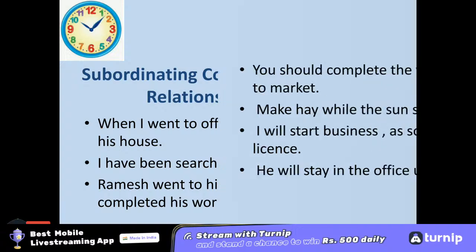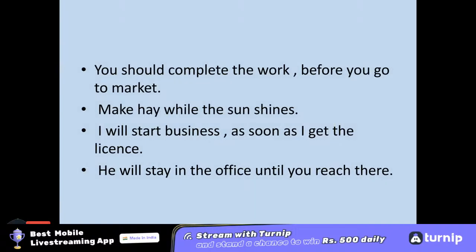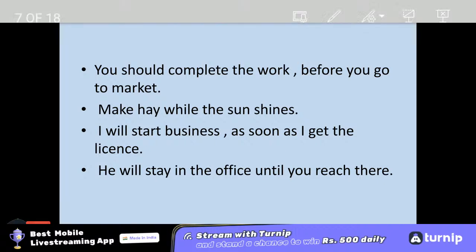Moving ahead, you should complete the work before you go to market. So tell me, which word over here is showing us the subordinating conjunction of time? You should complete the work before you go to market. Hurry up. Just let me know which conjunction over here is showing us. Yes, before. Perfect.